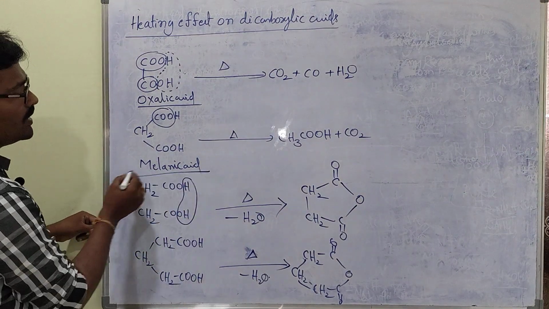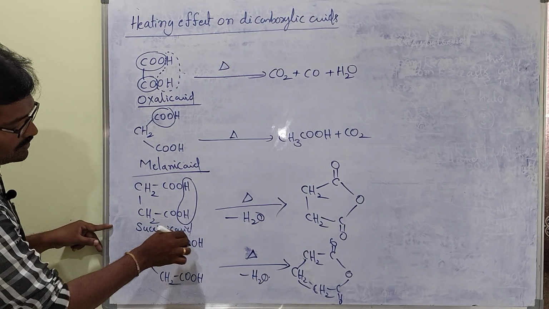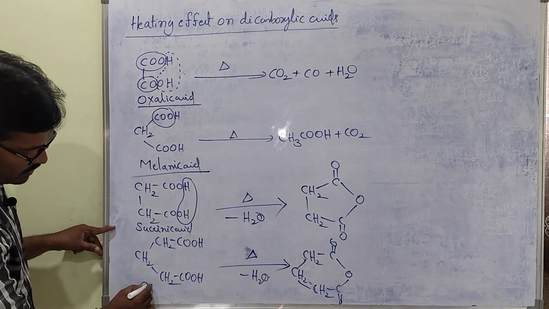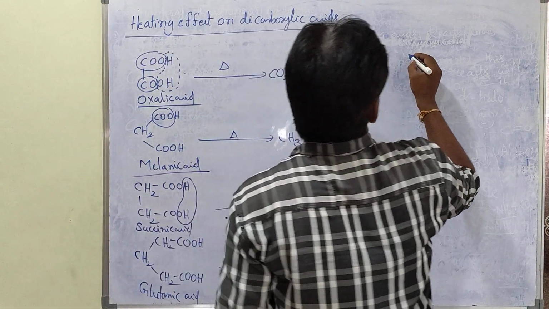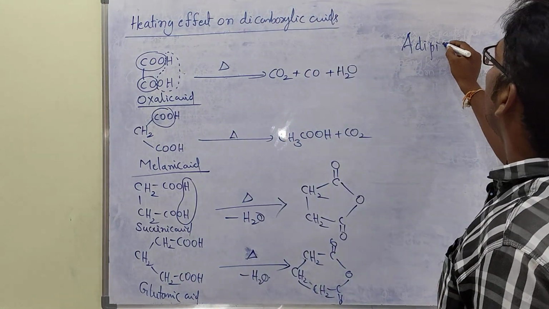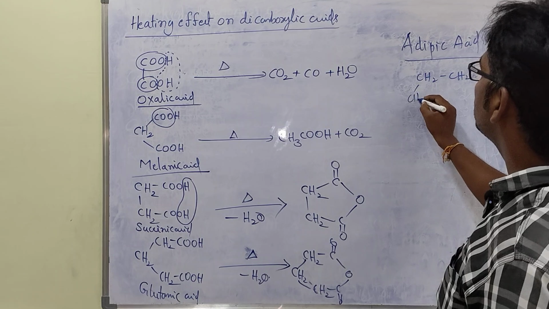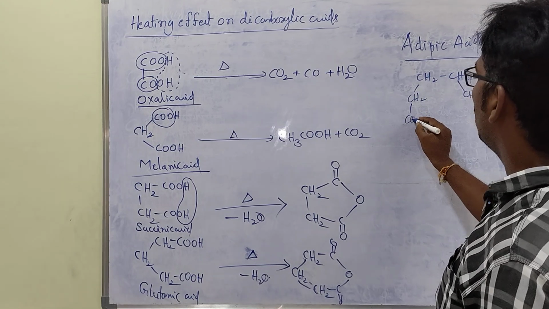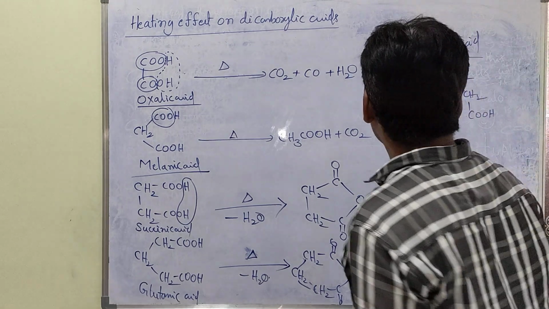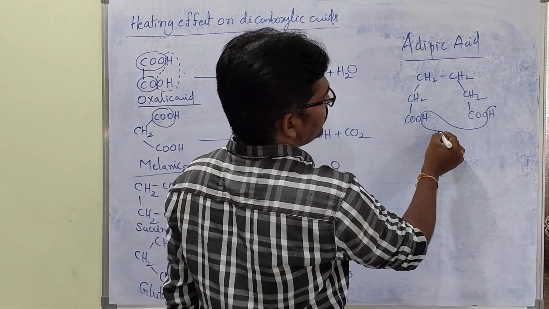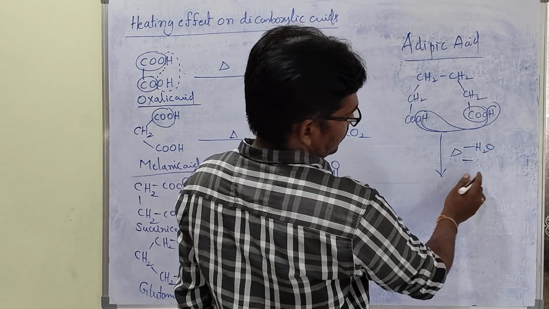Okay, malonic acid gives acetic acid. Succinic acid gives anhydride, and glutaric acid also gives anhydride. Then next, if you take adipic acid, CH2, CH2, CH2, CH2, then COOH, COOH. Sir, on heating, H2O will be lost first, then CO2 also will be lost.